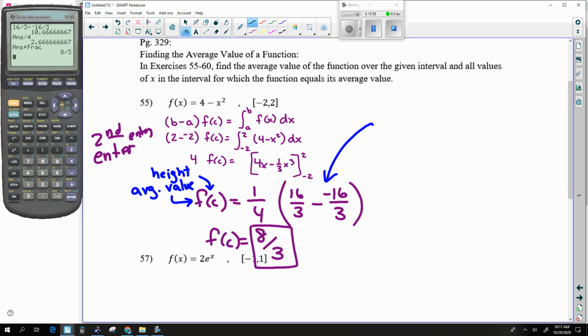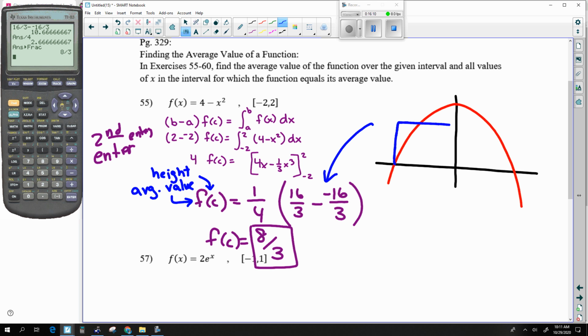So again, picture-wise, what this means is this. I had this curve, and then I construct a rectangle with the exact same base, and the area of the rectangle is equal to the area of the curve. So in essence, this extra area right here is equal to this extra area right here.